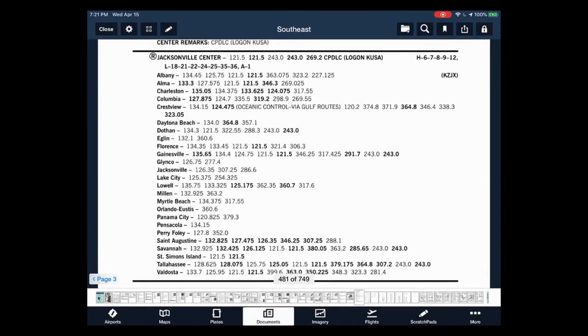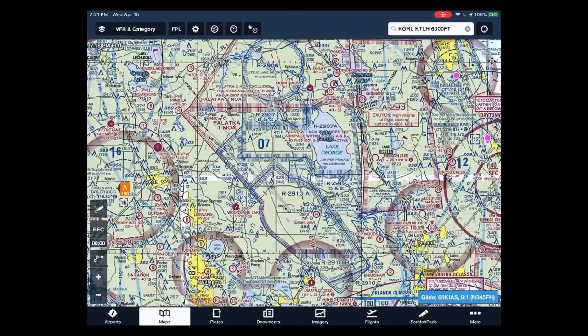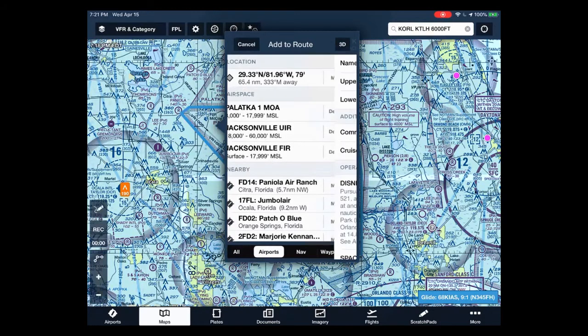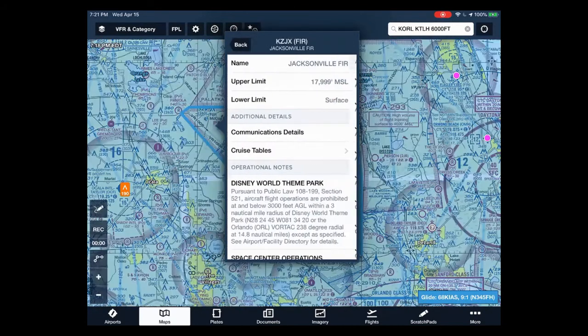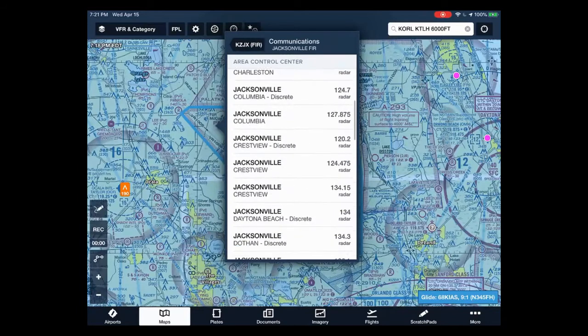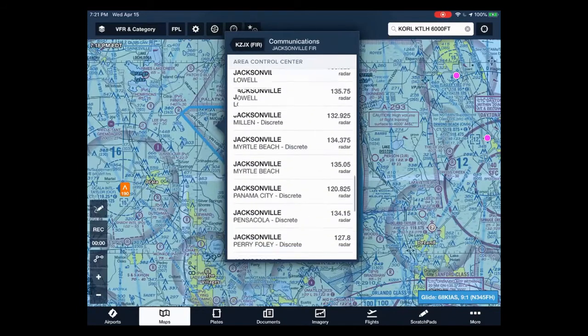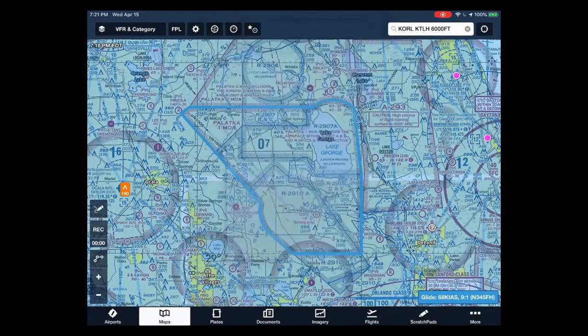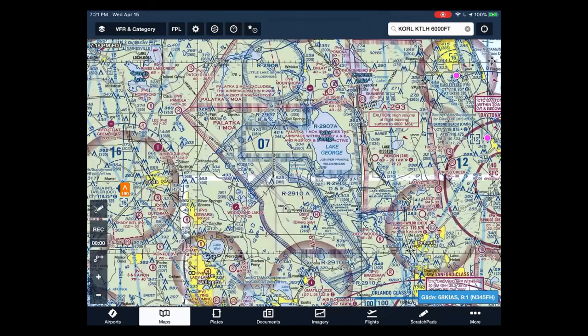Once again, we have shown that ForeFlight has kind of done the legwork for us if we know where to look. In this case, if I'm looking specifically in the Jacksonville FIR, which of course goes from the surface up to but not including Class A airspace, I can get that communication details section here. Again, you've got to know the geography of your area well enough to be able to find this frequency, however. Now, why do we want to call that in the first place? Again, we want to know the activity status of the Palaca 1 MOA.